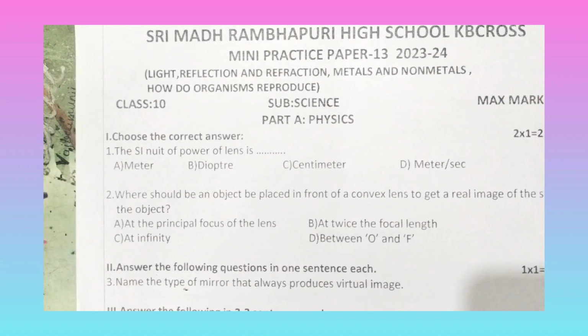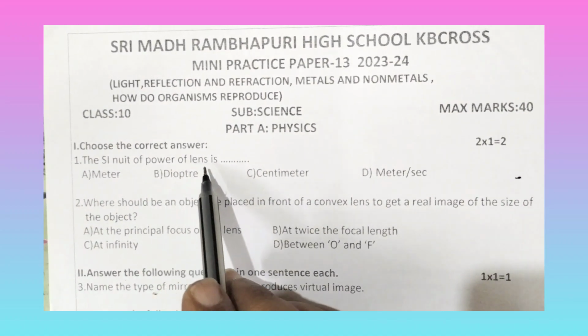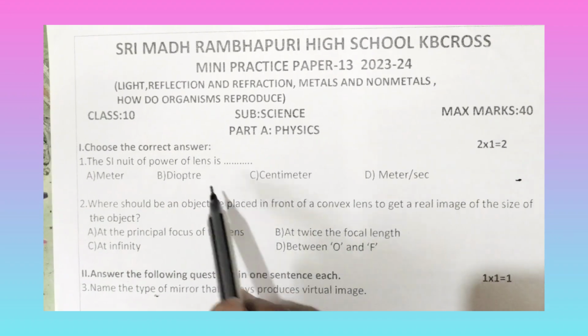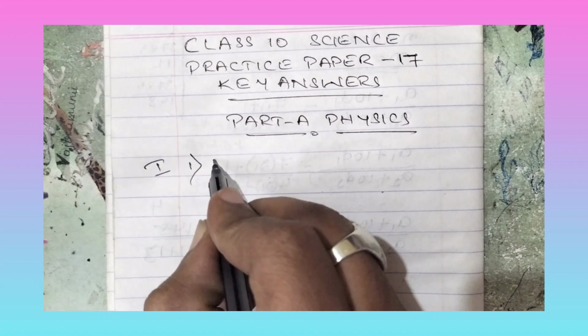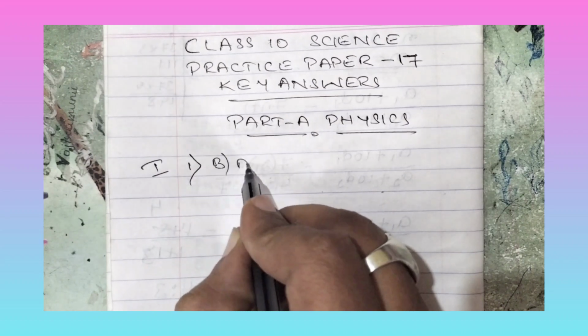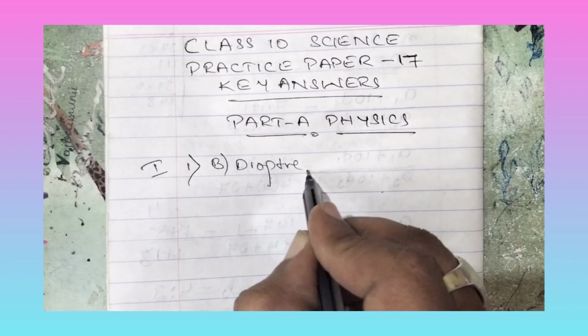So the first question of physics is: the SI unit of power of lens is meter, diopter, centimeter, meter per second. Among these four options, the right option is option B, diopter. So for the first question, the right answer is option B, diopter. Now let us move to the second question.